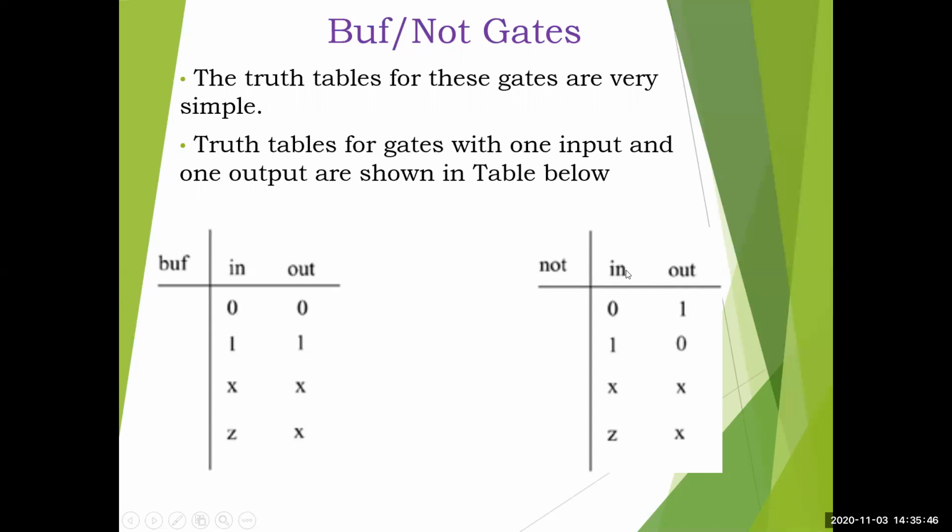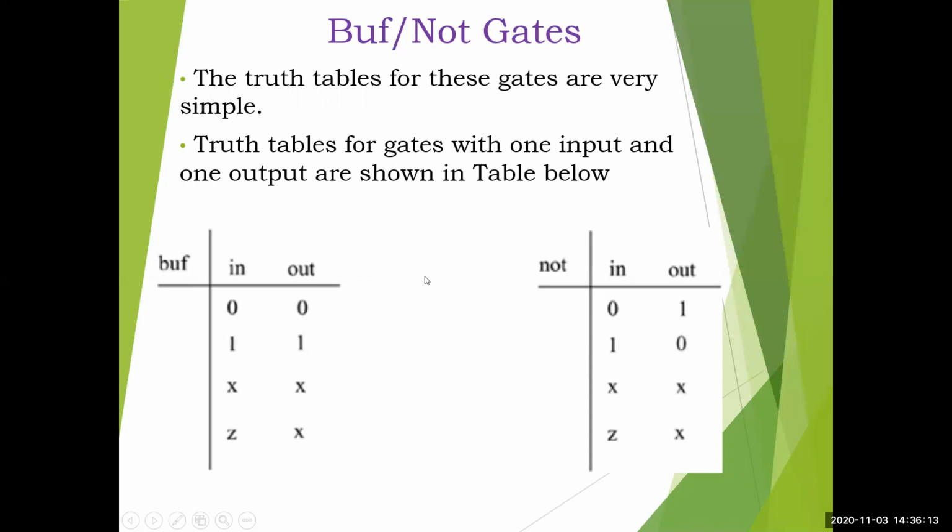Similarly, the NOT gate is an inverter, so it will do the ones complement. If the input is 0, the output is 1; if the input is 1, the output is 0. When the input is unknown, it may be 0 or 1, we don't know, so the output is also unknown. Similarly for z, the output is unknown. So you'll have 0, 1, 1, 0. This is the truth table of these gates.